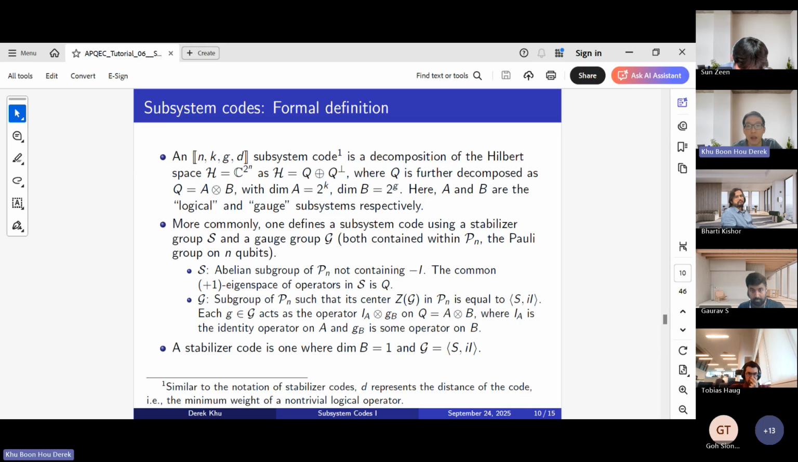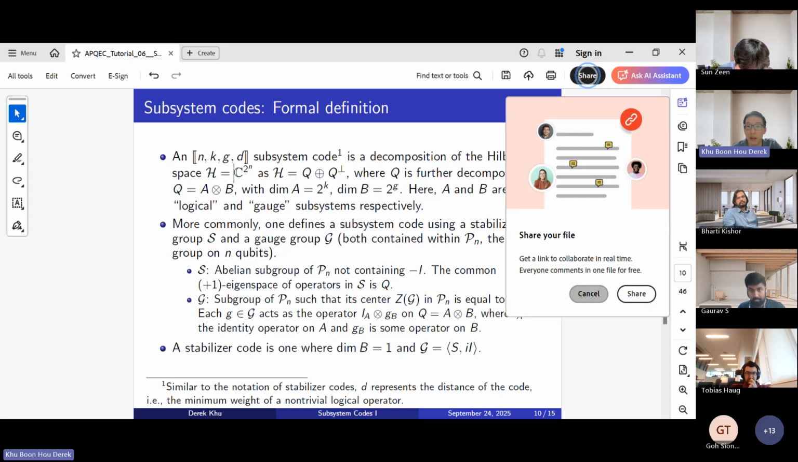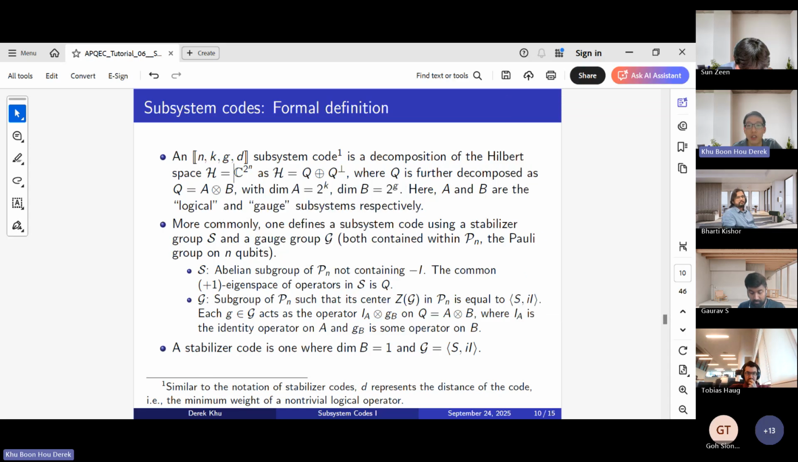So g is 0, and it's like a copy of C or something, so it doesn't really matter. And this gauge group would be exactly equal to the stabilizer group. You notice that the center of this is going to be abelian, so it's going to be exactly equal to this. This is the special case of a subsystem code.